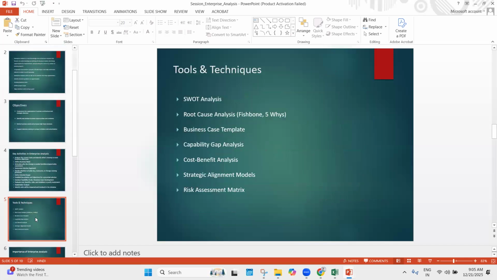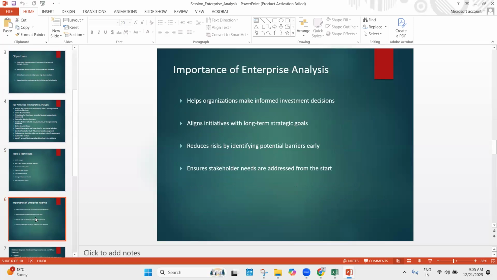We already discussed the different tools and techniques we have used in performing the business analysis, like SWOT analysis, root cause analysis, and conducting the gap analysis. All these things remain the same here.